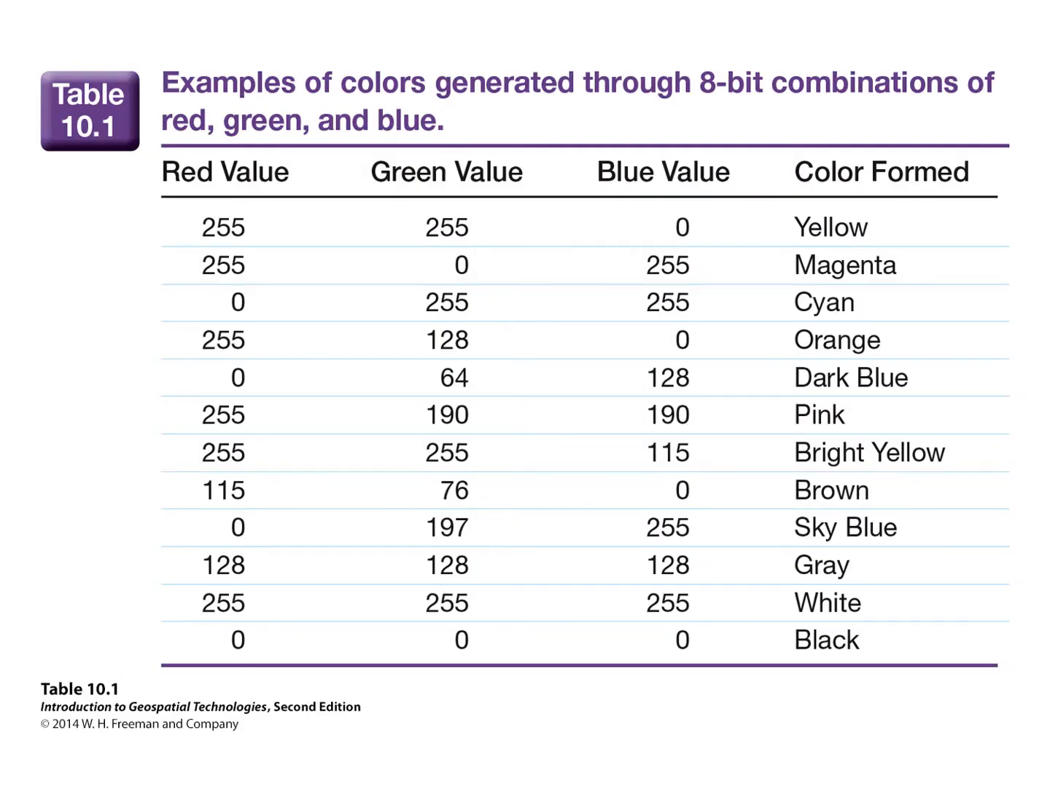So here are some of the different 8-bit combinations of red, greens, and blues, and you can see that if you have all red and all green but no blue, you get yellow, etc. And you go down the list and you can kind of get some idea of how the combinations lead to the different colors.